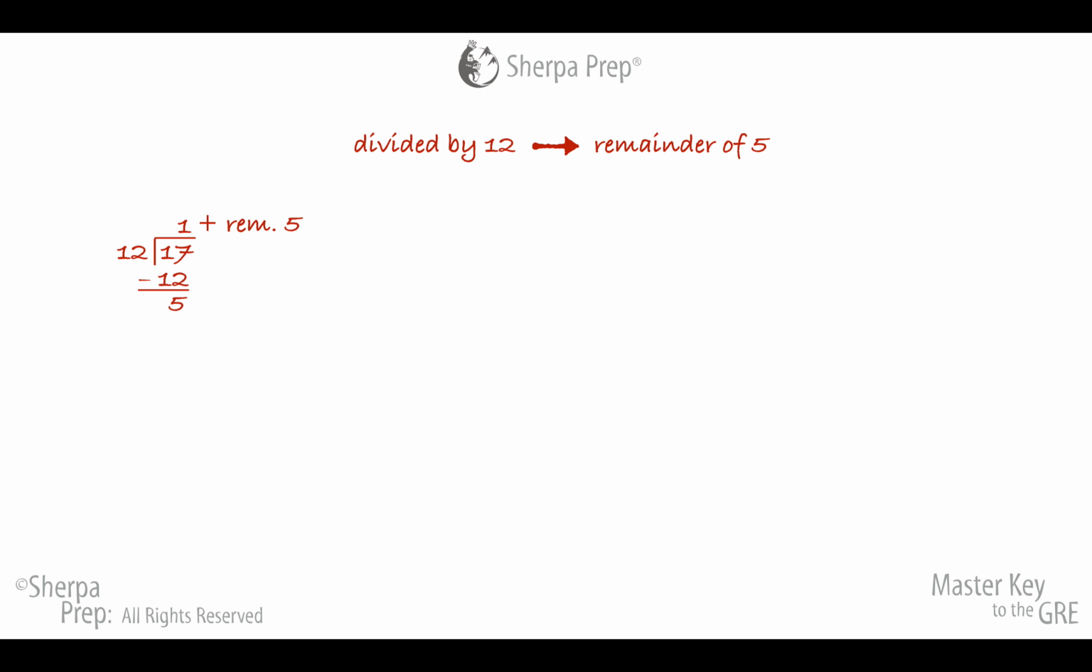Another candidate that may not occur to you so easily is 5 itself. To understand why 5 is a possible value for D, well, what happens when we divide 5 by 12? It goes in 0 times, right? And what's left over? The original 5. In other words, 5 remains.